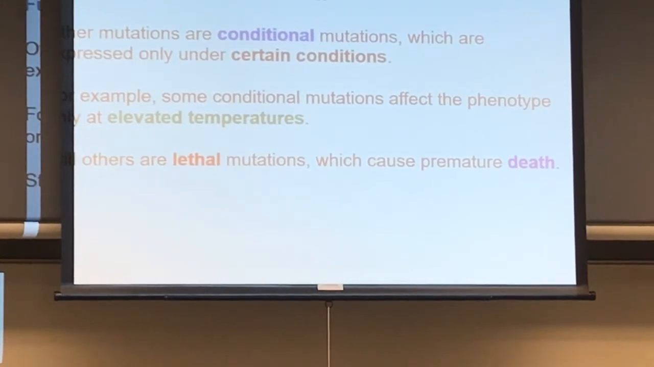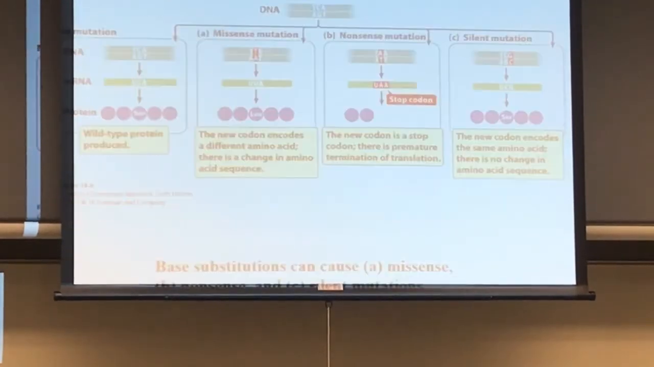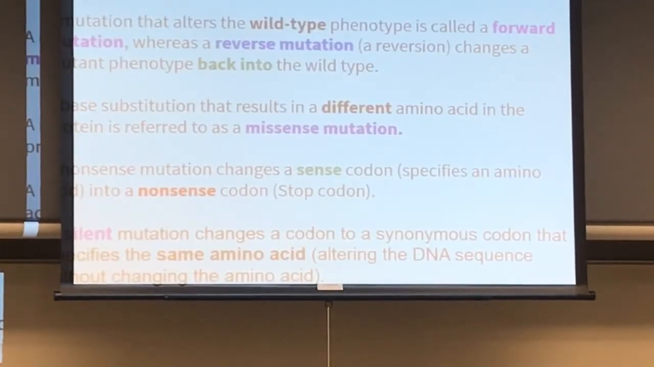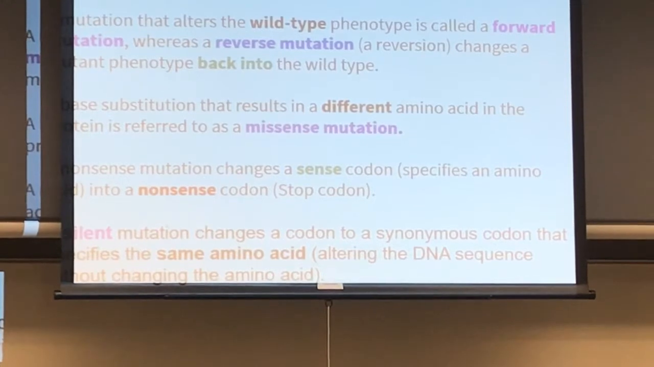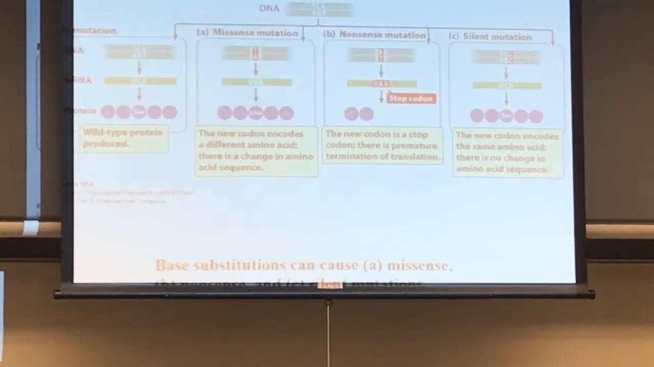So we looked at lethal mutations, conditional mutations, loss of function, gain of function, neutral mutations. We looked at silent mutations, nonsense mutations, missense mutations. Then we looked at forward mutations and reverse mutations. So these are 8 to 9 different terms that are pretty easy to remember. I mean, if you just follow the colors, you kind of get it.